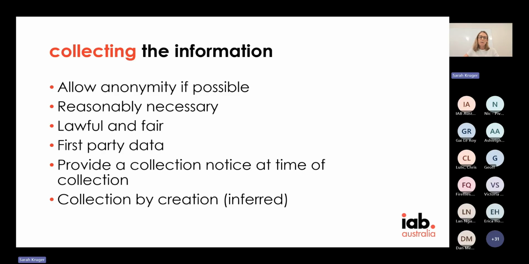Now, importantly, collection notices. When you collect information, you need a collection notice at the time you collect it. So that needs to explain the type of information, whether it's mandatory to provide it, and the consequences of not providing it. Now, you can refer to a privacy policy on common topics like complaints processes, but it is not enough just to have a privacy policy. You need a collection notice.